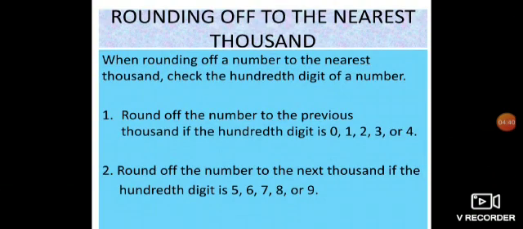Now, we'll learn about rounding of numbers to nearest 1000. Here, we'll underline the digit at the thousands place. Check the hundreds digit of a number. If this digit is less than 5, we round off to the previous 1000, else we round off to the next 1000.